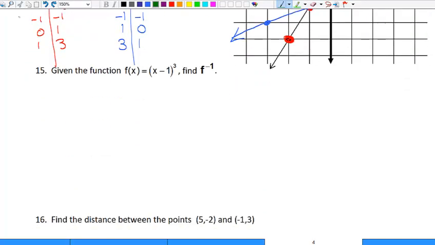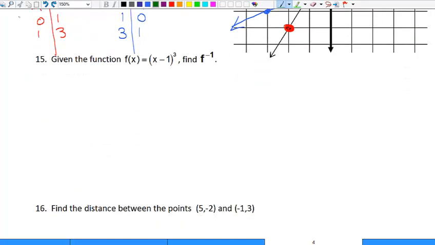Okay, on our next problem, given this function, f of x equals (x minus 1) cubed, find the inverse. Okay, so this is a four-step process. Please don't confuse this problem with number 13. Number 13, I gave you two functions, f and g, and I said prove that they're inverses. On number 15, I gave you one function and I said find the inverse function to this function.